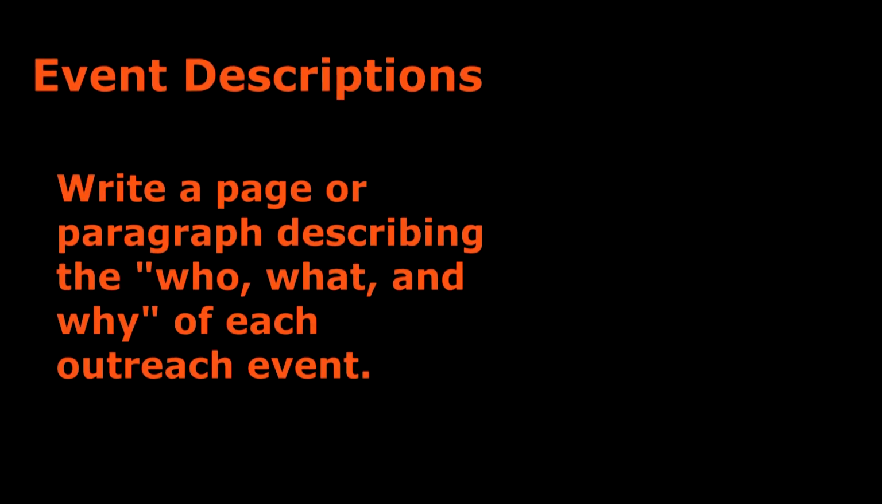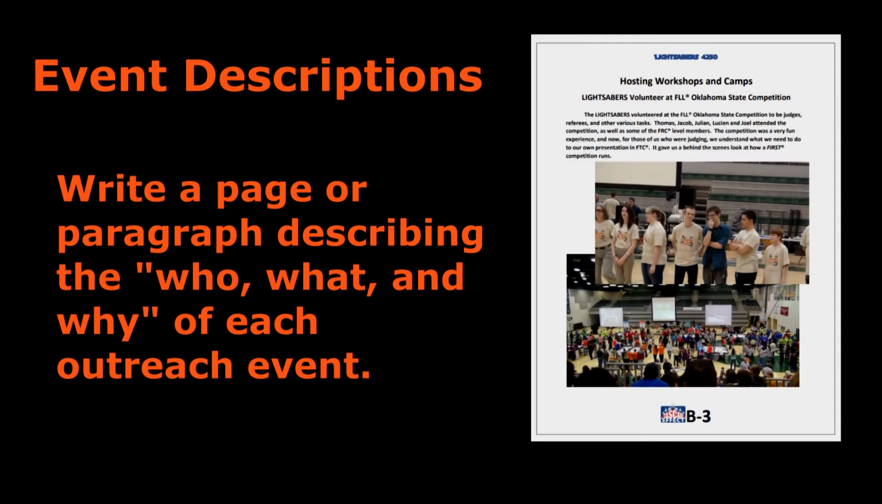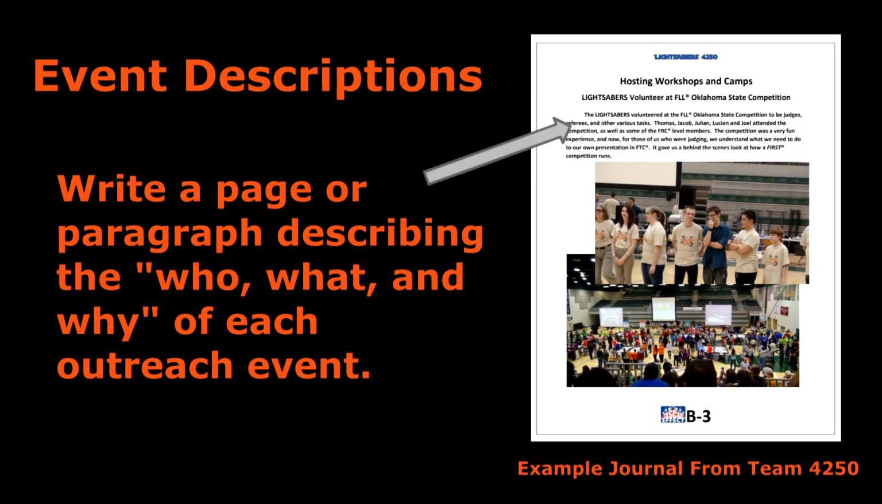First, you need to have a paragraph or page dedicated to each individual outreach activity or event, summarizing what you did at the outreach event and also why it was important and impactful. Some common outreach activities include mentoring junior FLL, or other FTC teams, teaching classes for other teams, volunteering at FLL competitions, and giving robot demonstrations for your school or community.